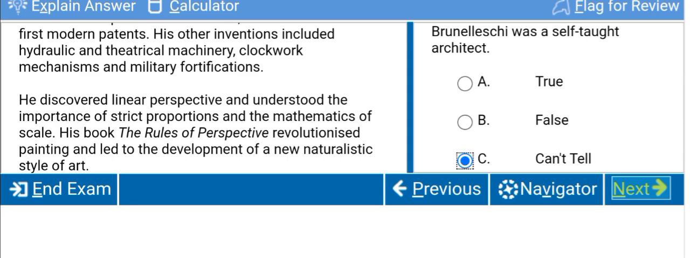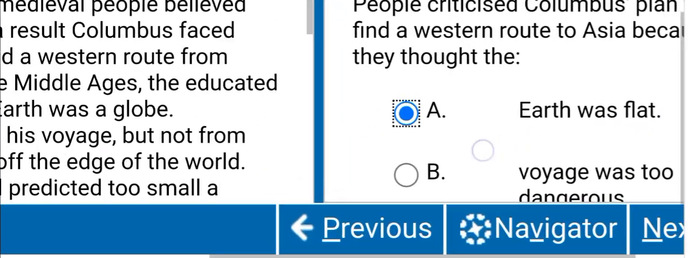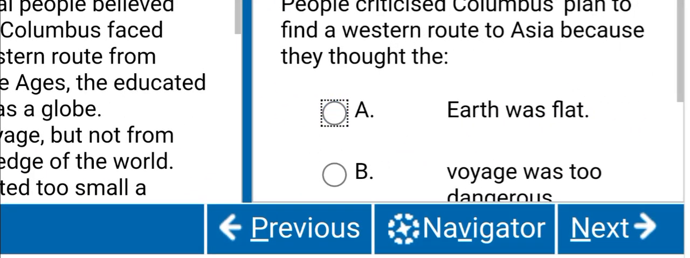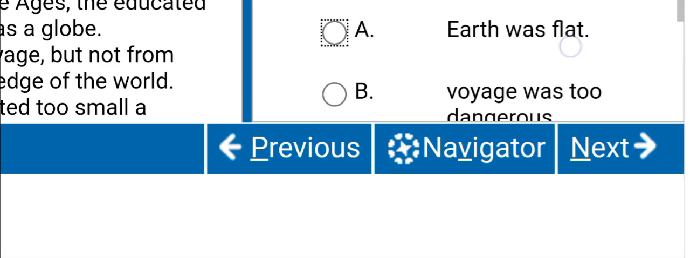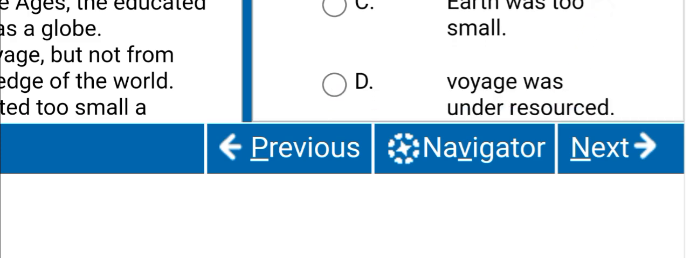Okay, next we have question number 13. People criticized Columbus' plan to find a western route to Asia because they thought the option A, earth was flat. Option B, voyage was too dangerous. Option C, earth was too small. Option D, voyage was under-resourced.